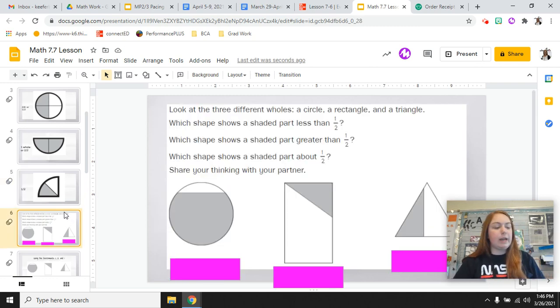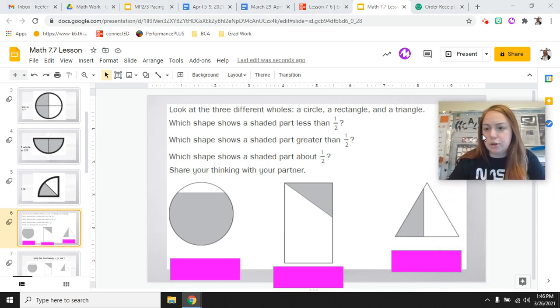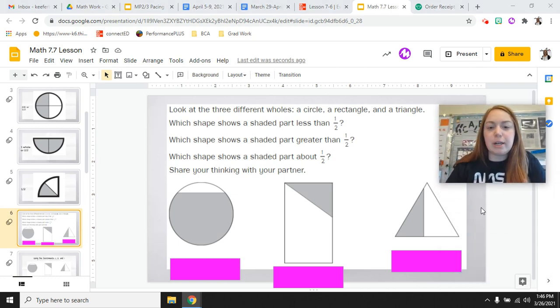So the first part, what we're going to look at is we are going to talk about these different shapes here, and it asks us, look at the 3 different shapes, a circle, a rectangle, and a triangle. Let me move my picture so you can see the triangle. It says, which shape shows a shaded part less than 1/2? Which shape shows a shaded part greater than 1/2? And which shape shows a shaded part that's about 1/2? Okay, so I want you to pause the video, take a second to think about this, look at the 3 different shapes, and think which one is less than 1/2, greater than 1/2, or about the same as 1/2. So once you have your ideas, you can play the video again and we will go over the answers.